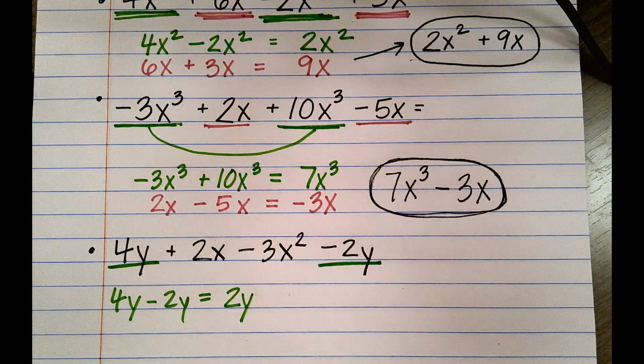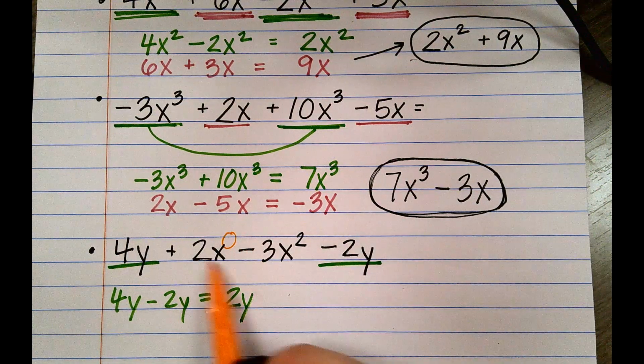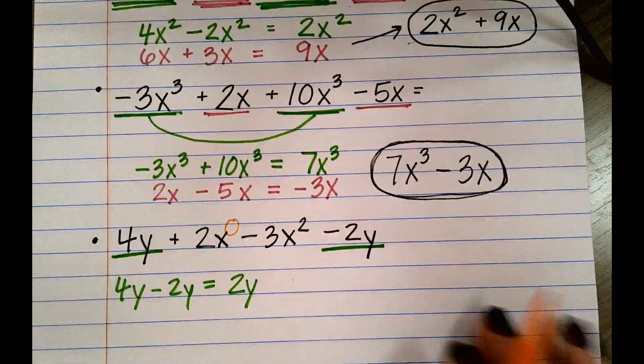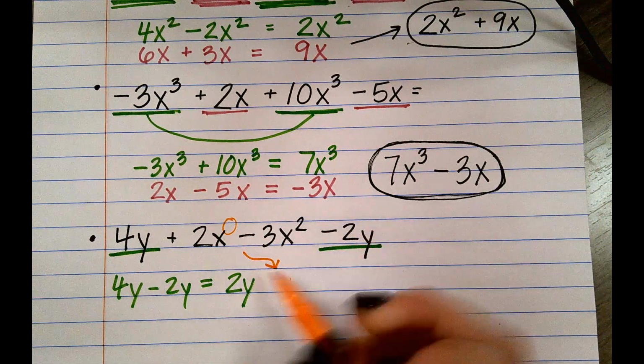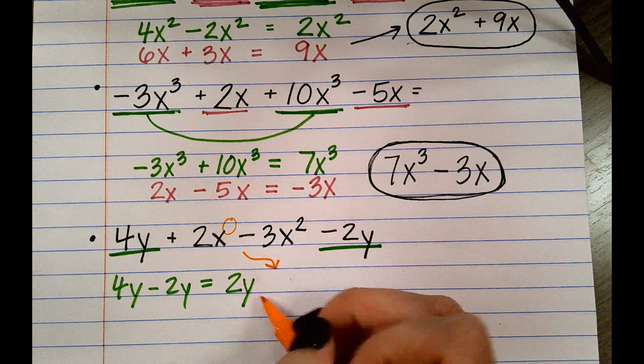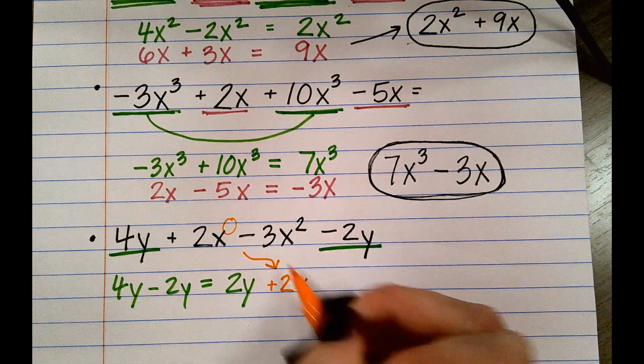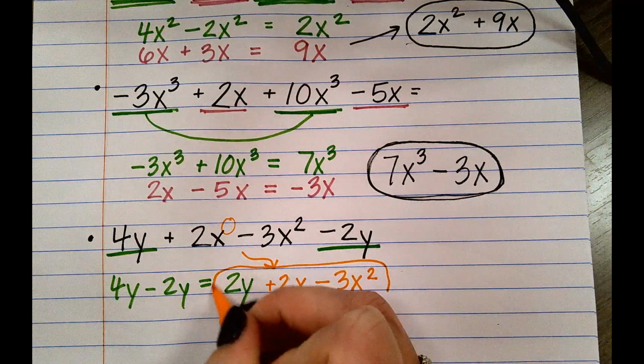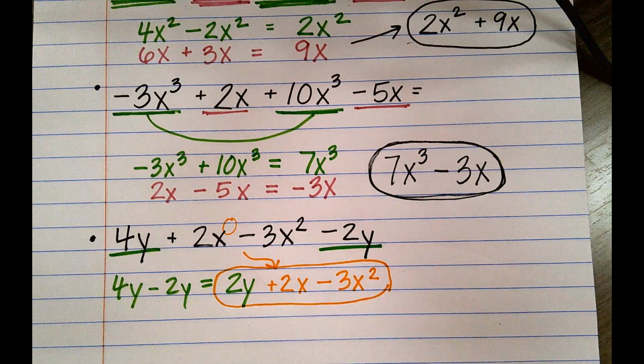Yes. This one was tricky because even though these next two terms both have x's, they're not like terms because they don't have the same exponent. This is just 2x. This is minus 3x squared. So we can't combine them. We're just going to bring them down. 2y plus 2x minus 3x squared. And that would be your answer. Yep, that's your simplified answer there.